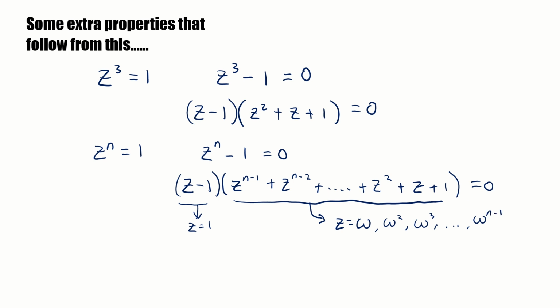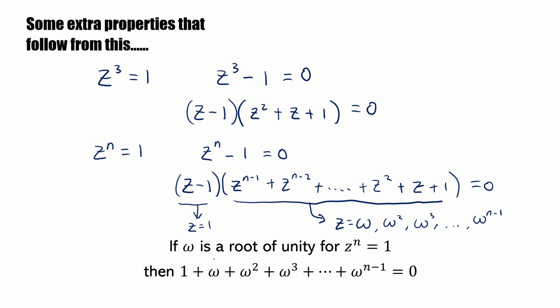But wait a minute, if z equals omega is a solution to the equation z to the power of n minus 1 plus z to the power of n minus 2 plus dot dot dot plus z squared plus z plus 1 equals 0, then again we must be allowed to plug it into the equation and it must satisfy it. So that means we can say that if omega is a root of unity for z to the power of n equals 1, then 1 plus omega plus omega squared plus omega cubed, all the way up until omega to the power of n minus 1, must come to 0.